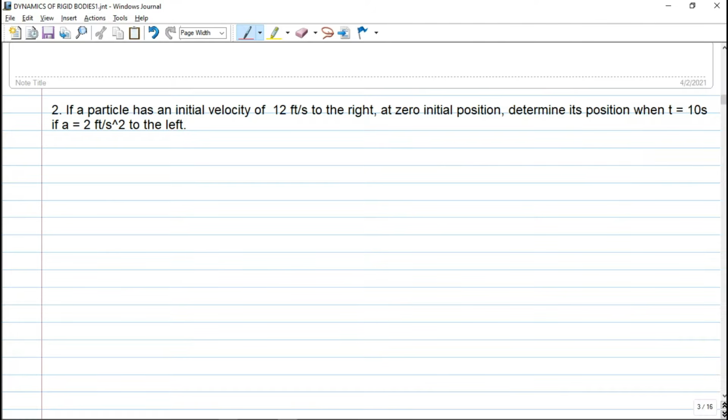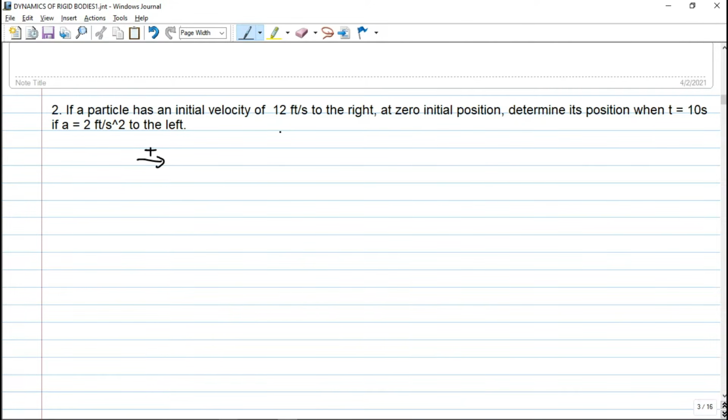In this next problem, a particle has an initial velocity of 12 feet per second to the right at 0 initial position. Determine its position when t is equal to 10 seconds if the acceleration is 2 feet per second squared to the left. So here we have a constant acceleration problem. We put a sign convention: to the right, the positive x-axis, is positive.